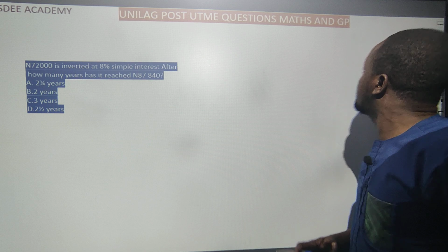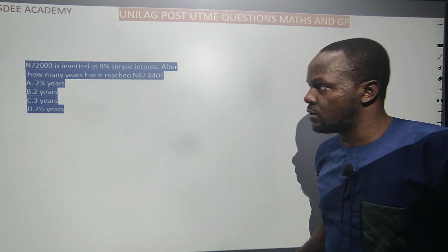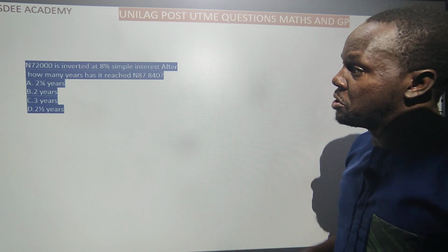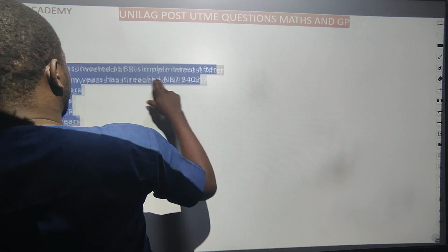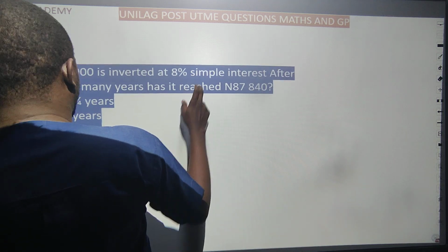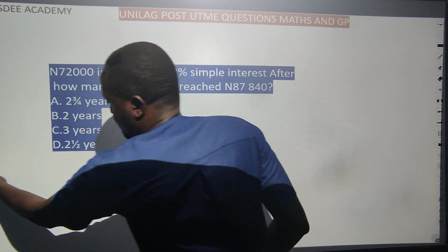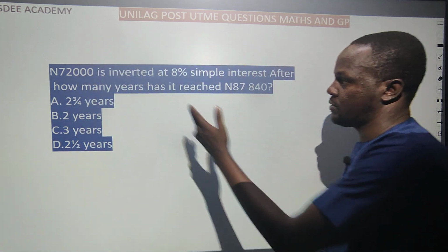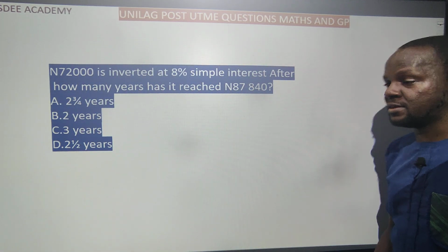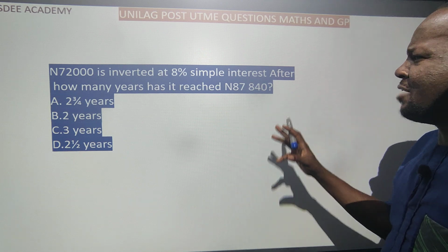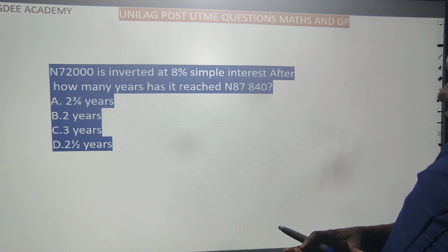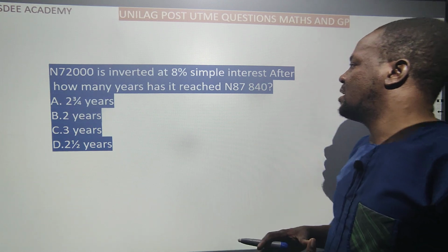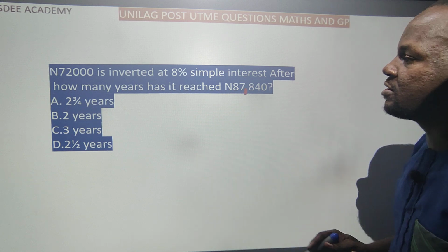Yeah, next question says here we have 7,200 or 720, I don't even know, 72,000. Yes, I think this is not showing well. Thank you, Admin. Admin said I should make it bigger. And I think it should be better in this format. Thank you, Admin, I appreciate it. Now, this is 72,000 is invested at 8% simple interest. After how many years has it reached 87,840?